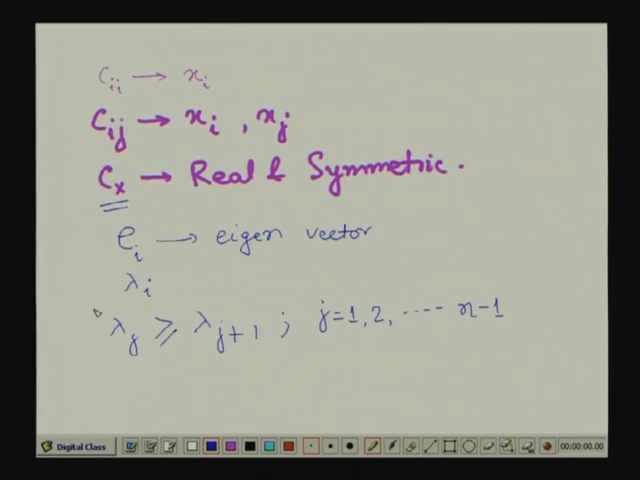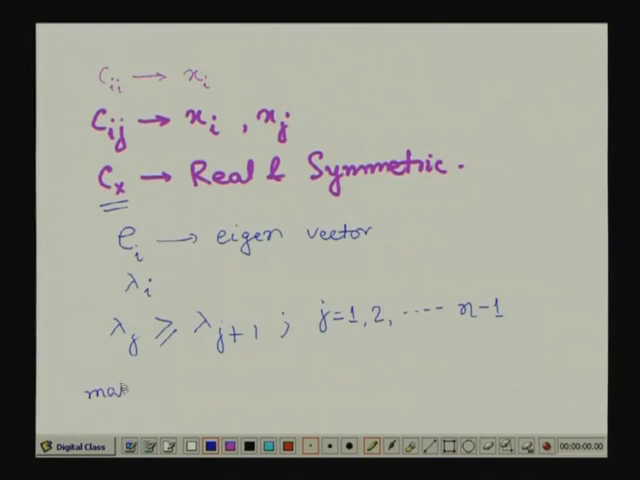So, what are we taking? We are taking the eigenvalues of the covariance matrix Cx, and we are taking the eigenvectors corresponding to every eigenvalue. So, corresponding to the eigenvalue lambda i, we have this eigenvector e i, and we also assume that these eigenvalues are arranged in descending order of magnitude. That is, lambda j is greater than or equal to lambda j plus 1 for j varying from 1 to n minus 1. Now, from this set of eigenvectors, we form a matrix, say A.